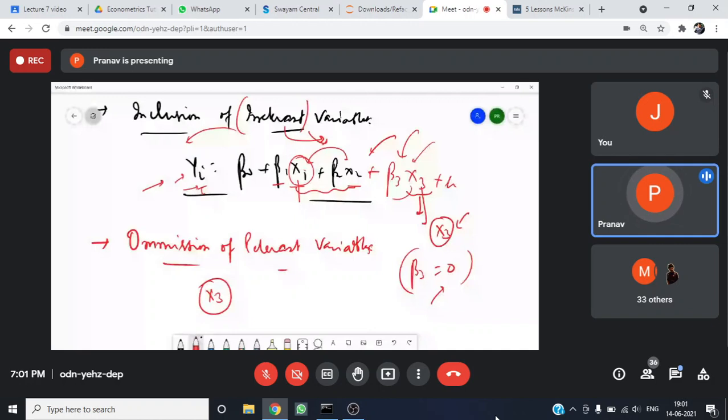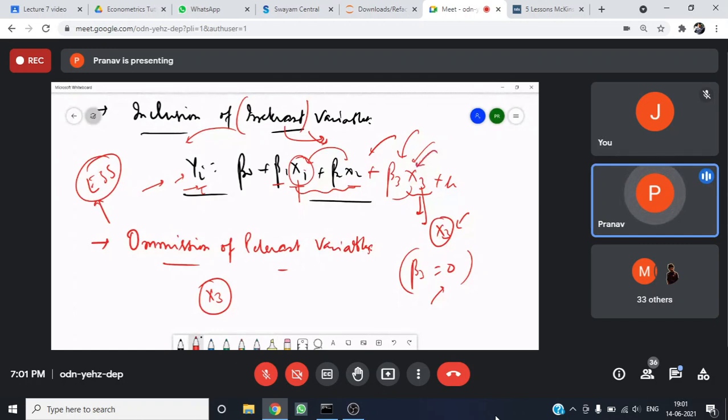Now include x3 explicitly in the model, it does not lead to an increase in the explained sum of squares. You see, why you keep on including additional variables in the model is to have an additional increase in the explained sum of squares. Because ultimately R square is based on this ratio: out of the total variation in Y, how much gets explained by the explanative variables in the model.